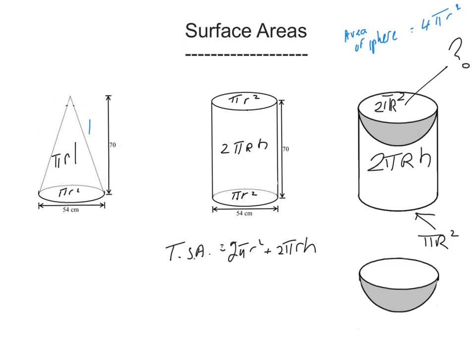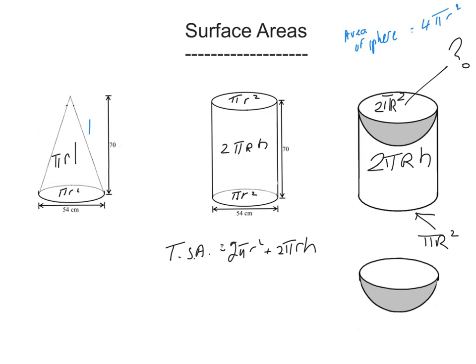Now if you look up your log tables, you're not going to find the formula for the surface area of a hemisphere. You can only find the surface area of a sphere. And as a hemisphere is half of a sphere, all we have to do is divide this by 2 to get the surface area of a hemisphere. So now we have all that we need to get our total surface area. We add these 3 formulas here.